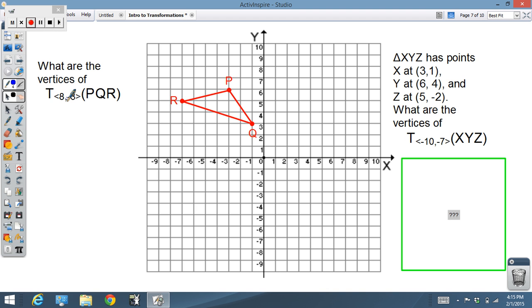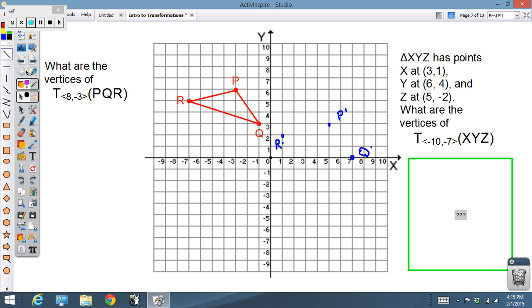So here we go. What are the vertices? Here's triangle PQR. What are the vertices of PQR when we translate it over 8 down 3? Okay, well, nice and easy. We're going to count over 8 down 3 and put P prime. For Q, we're going to go over 8 down 3, find Q prime. And same with R. We're going to go over 8 down 3, find R prime, connect the dots, and we have a nice, pretty image from our pre-image of PQR.